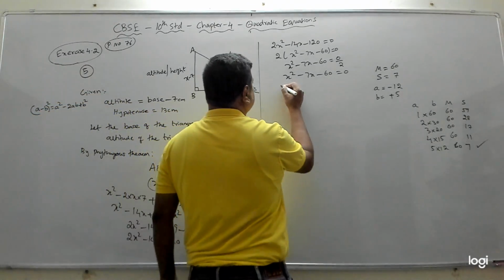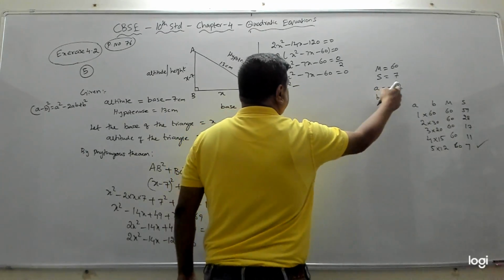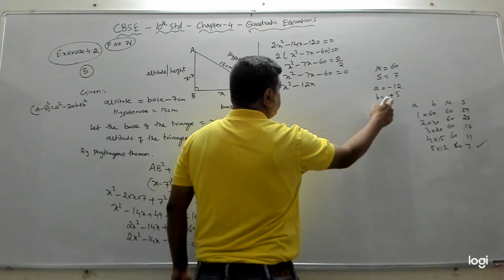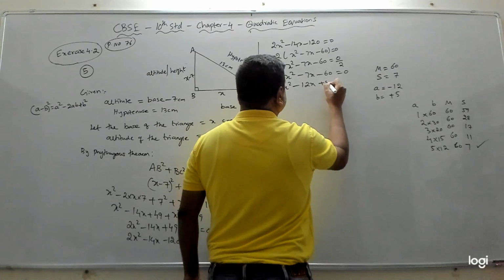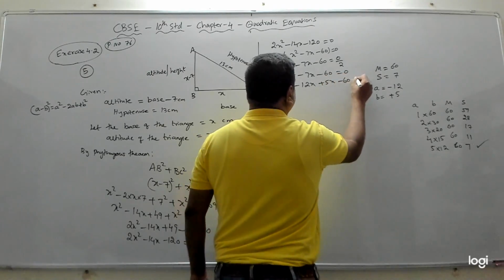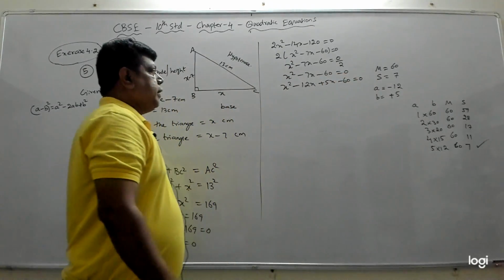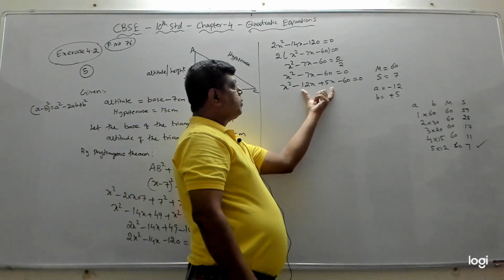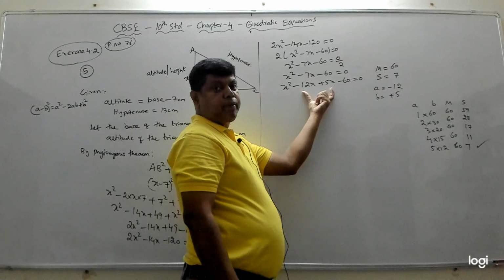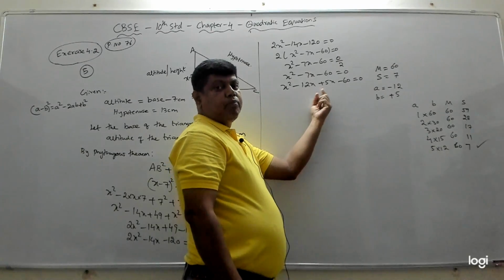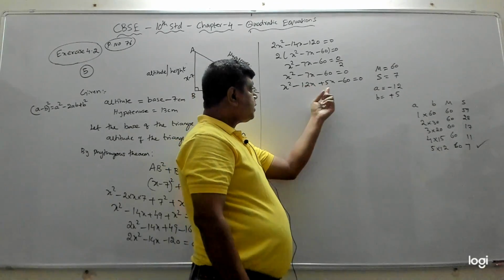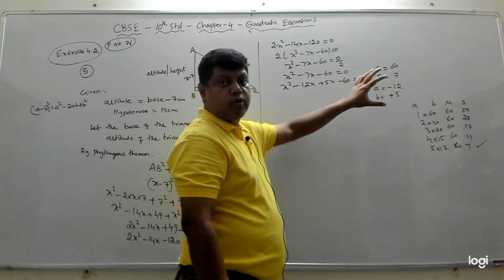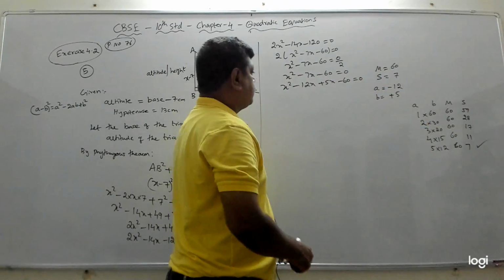So now if you solve this, you get x square minus 12x plus 5x minus 60 equal to 0. Right? So we have split the middle term: we have written minus 7x as minus 12x and plus 5x. How do I know it should be minus 12 and plus 5? Based on these two numbers. That's why we are finding these two numbers like this.